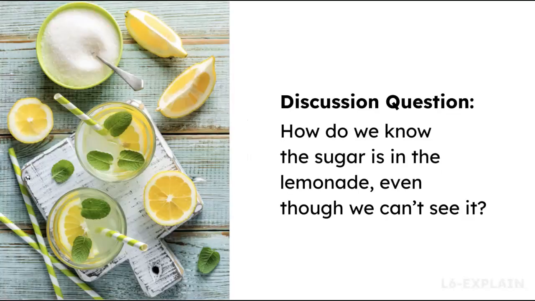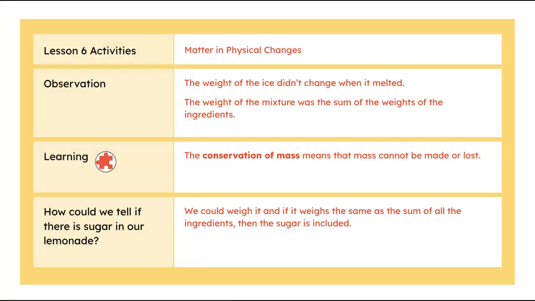For the Explain portion, you'll invite students to gather and analyze data from the demonstration and investigation. You'll use the provided questions to guide your discussion around the question, how do we know the sugar is in the lemonade even though we can't see it? The goal of this class discussion is to analyze data from the demonstration and investigation to explain how matter is conserved during physical changes. You'll use the discussion to create the Lesson 6 summary chart.